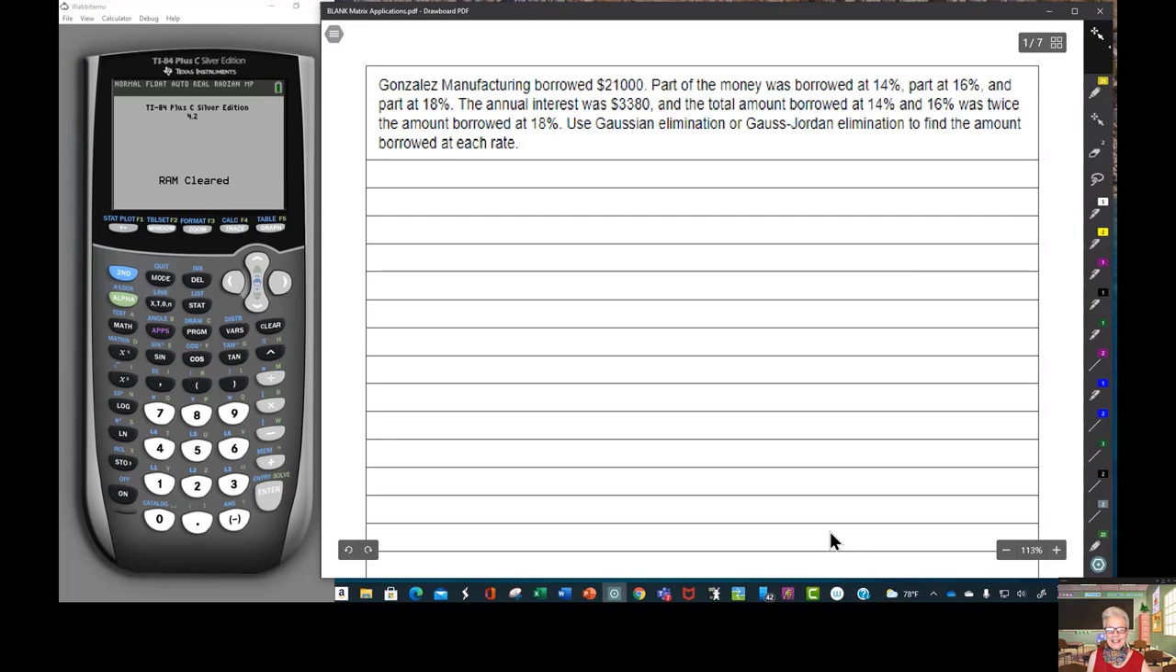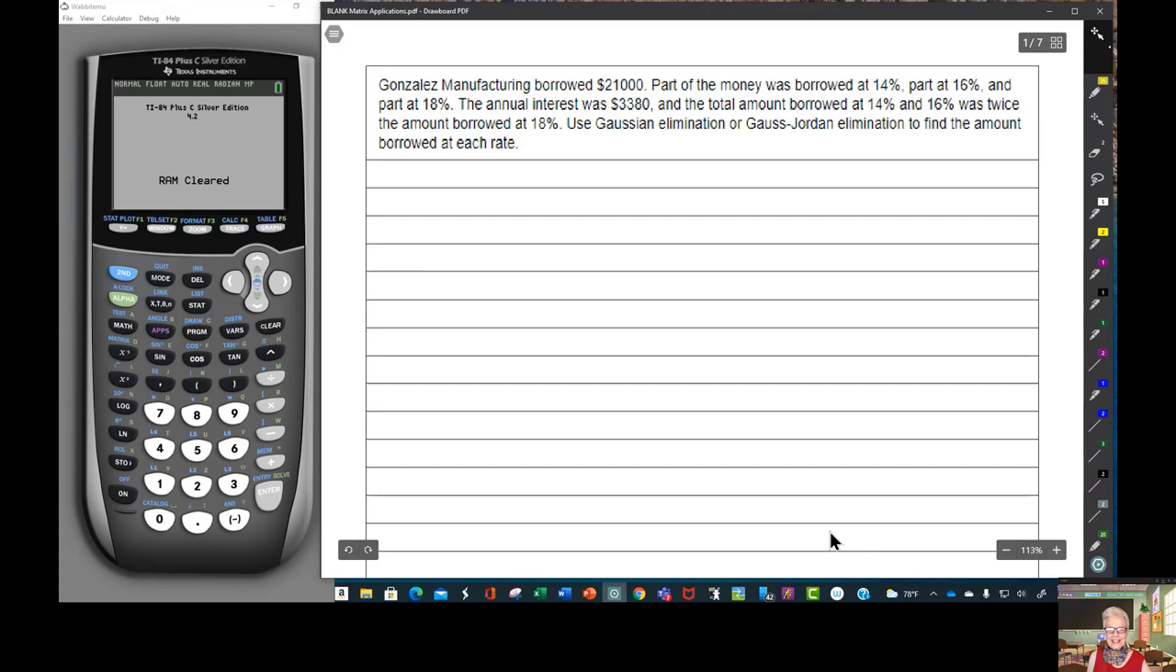Gonzalez Manufacturing borrowed $21,000. Part of the money was borrowed at 14%, part at 16%, and part at 18%. Now let's stop right there and start categorizing. This is a financial problem. We're talking about money that is borrowed in three sets, so we're going to be working with three things.